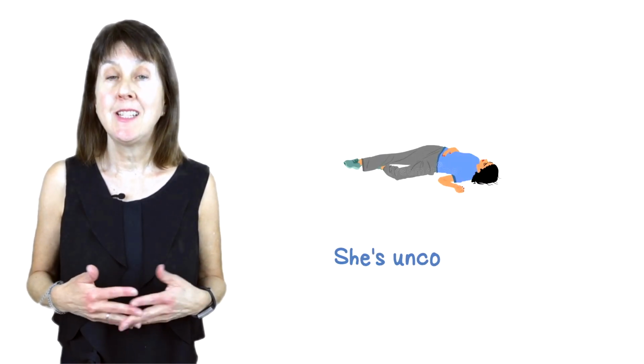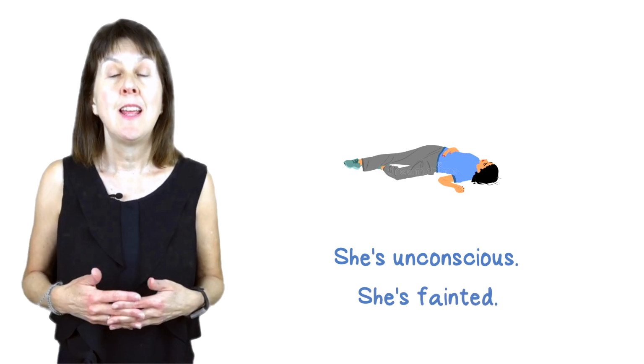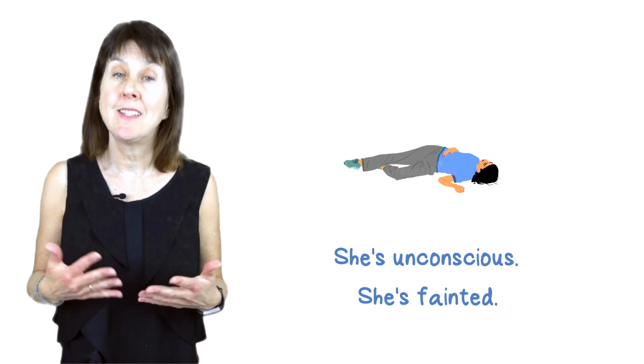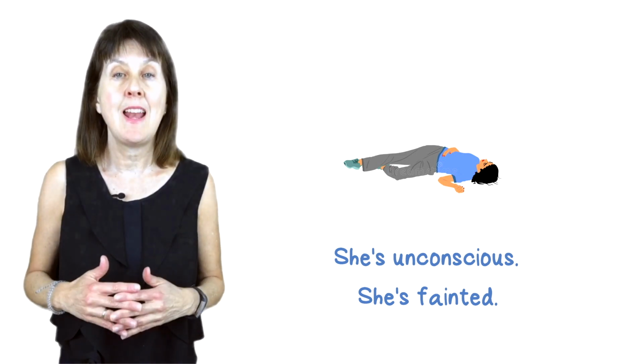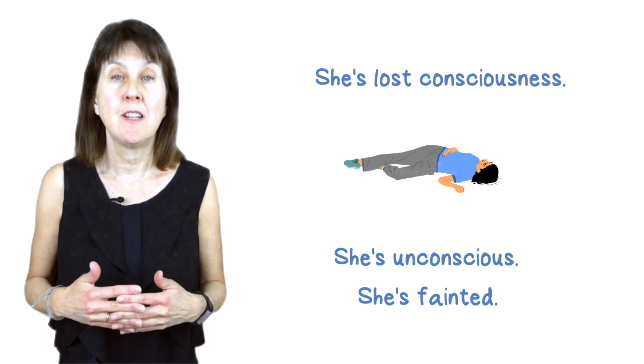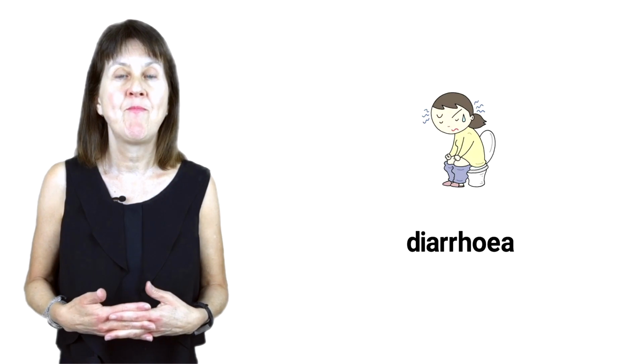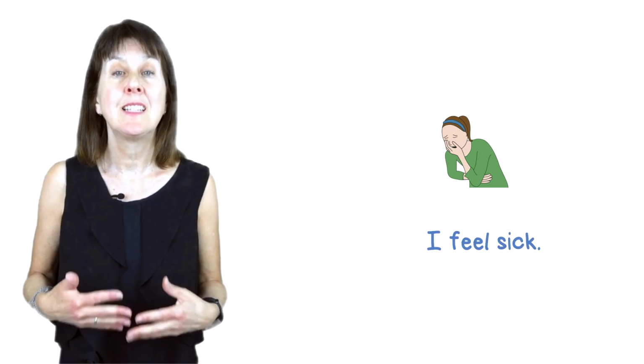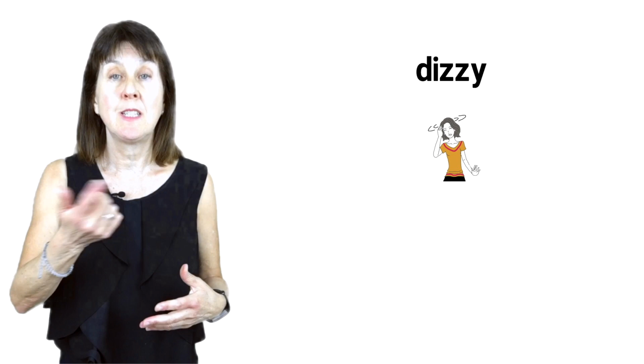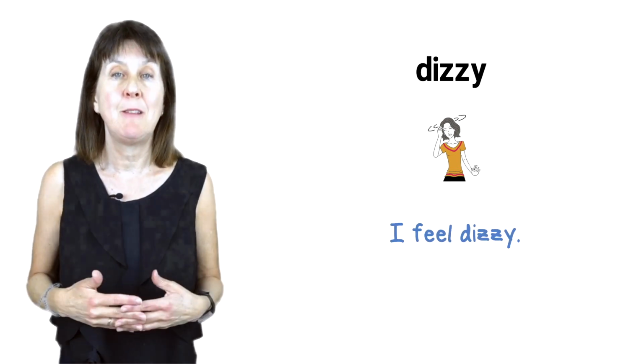You would say, she's unconscious or she has fainted if someone collapses and is still breathing but can't hear or feel anything, or she has lost consciousness. If it hurts here when you talk or you swallow, you would say that you have a sore throat. If you have to go to the toilet many times, you might have diarrhea. If you want to vomit or be sick, you would say, I feel sick. Or if you feel dizzy, if you feel like the world is spinning round, you would say, I feel dizzy.